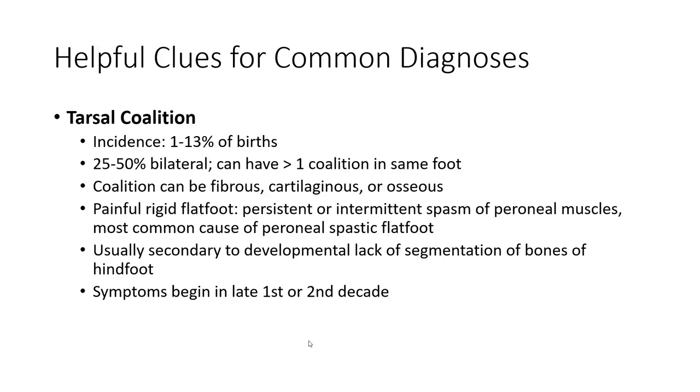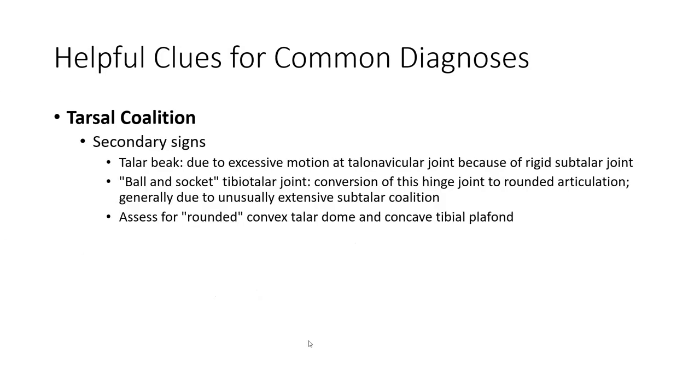Symptoms begin in the late first or second decade. First, radiographic correlation, secondary signs: the talar beak, due to excessive motion at the talonavicular joint because of a rigid subtalar joint. Ball and socket ankle joint: conversion of the ankle joint to a rounded articulation, generally due to unusually extensive subtalar coalition.